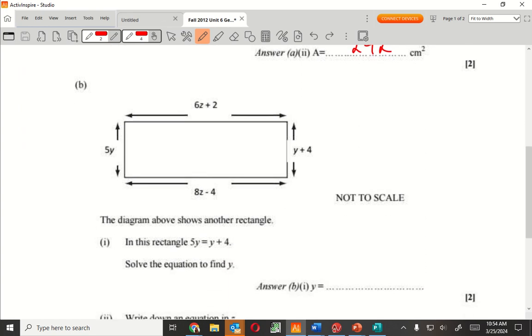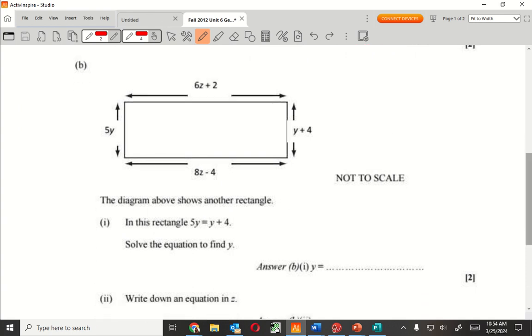So in this rectangle, it says solve for y. Now, if it's a rectangle, what do I know about rectangles? Which ones are equal? Opposite sides are equal. Are all of them equal? No. Just opposite sides are equal. So that means that this one and this one are going to be equal, aren't they? So I could say 5y equals y plus 4. You can do it for the other ones. I can, but this first one's only asking for y.